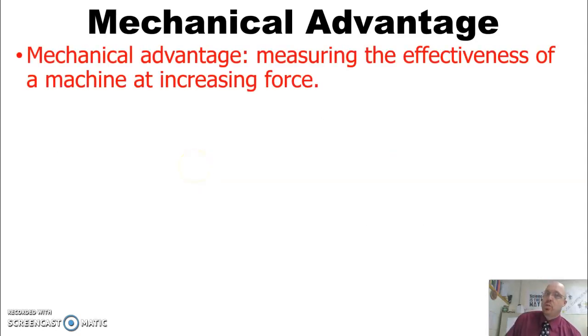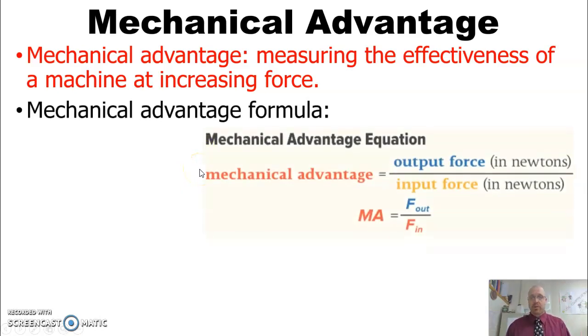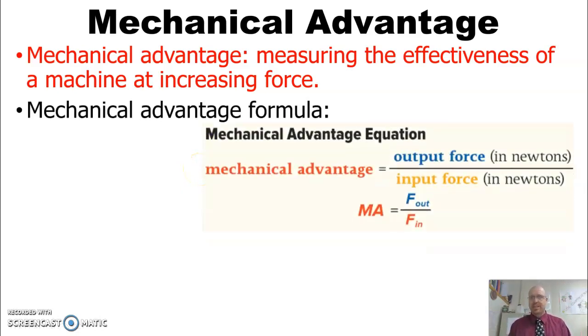Mechanical advantage, and this is why we use machines, is basically a measurement of the effectiveness of the machine at increasing the force. All right, mechanical advantage, and here's the formula for that, which is the output force divided by input force, and that's just our mechanical advantage. That's in newtons. Like how advantageous. Notice the output force divided by the input force.